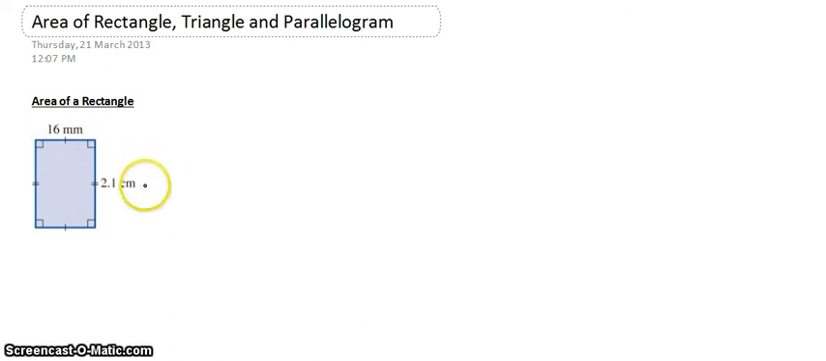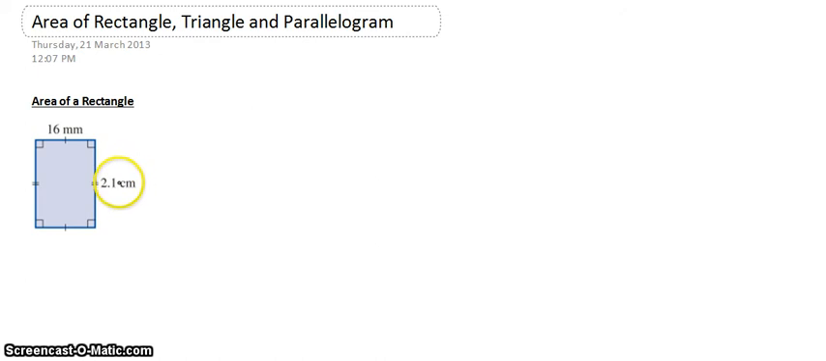So in this rectangle at the moment, you can see that there are centimetres here and millimetres here. Whenever we're dealing with area, we need to make sure that these are either both centimetres or both millimetres. In other words, we want to make sure they're always in the same units when we use them.